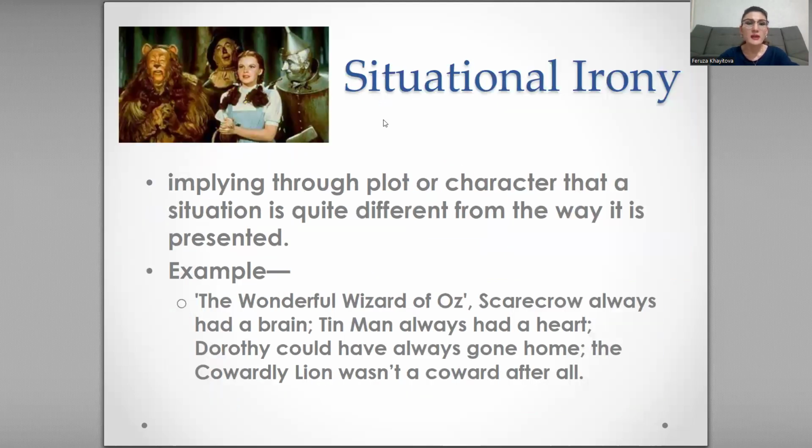Situational irony implies through plot or character that a situation is quite different from the way it is presented. Example, The Wonderful Wizard of Oz. The Scarecrow always had a brain, the Tin Man always had a heart, Dorothy could have always gone home, and the Cowardly Lion wasn't a coward after all.